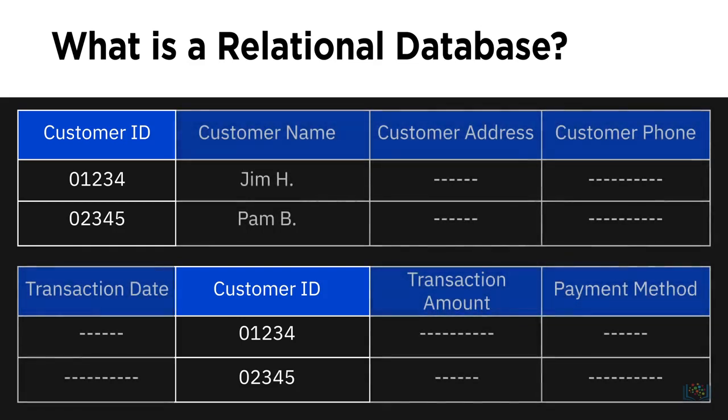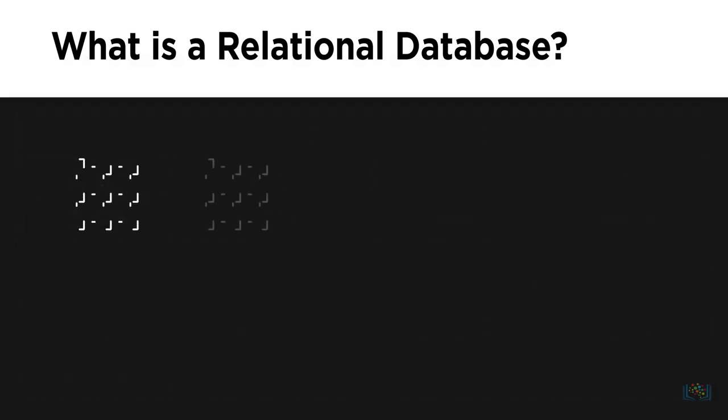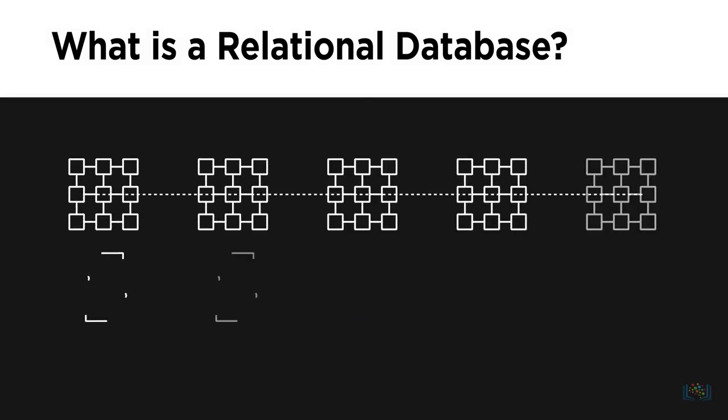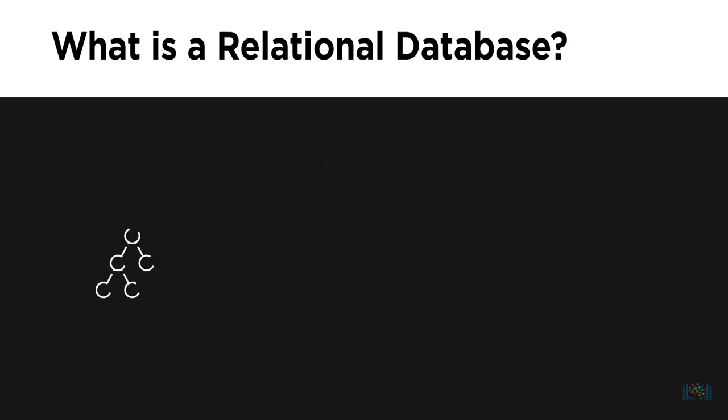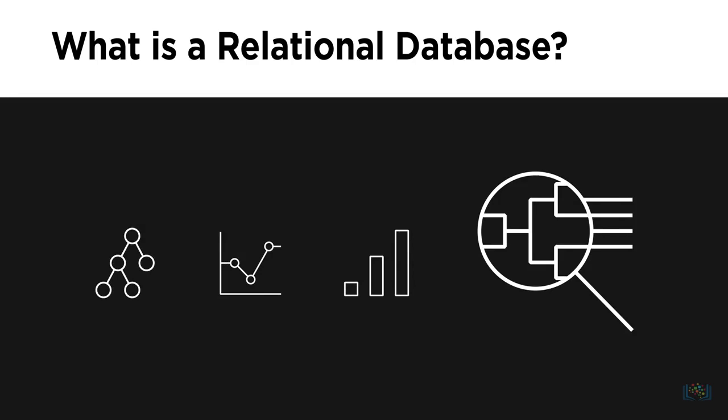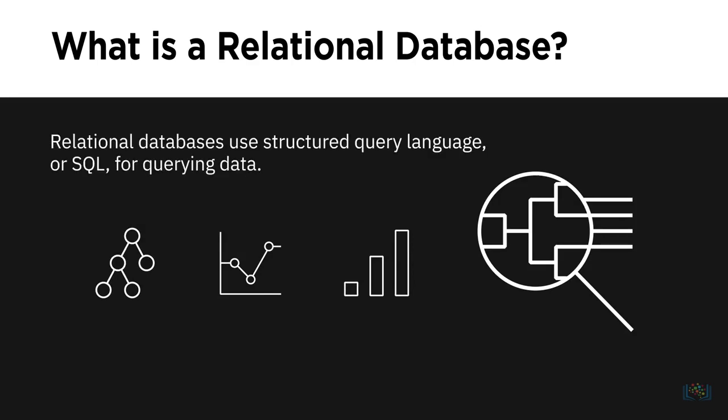You can query the customer table to produce reports such as a customer statement that consolidates all transactions in a given period. This capability of relating tables based on common data enables you to retrieve an entirely new table from data in one or more tables with a single query. It also allows you to understand the relationships among all available data and gain new insights for making better decisions. Relational databases use structured query language, or SQL, for querying data. We'll learn more about SQL later in this course.